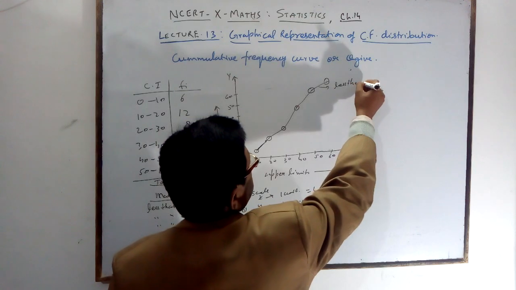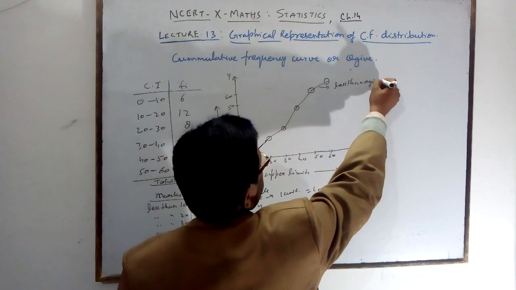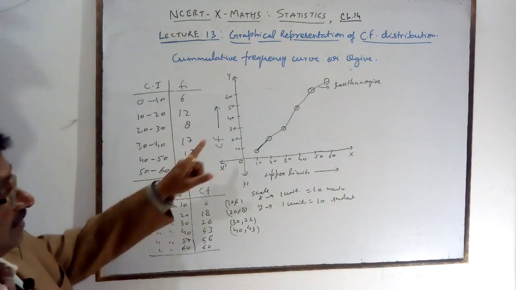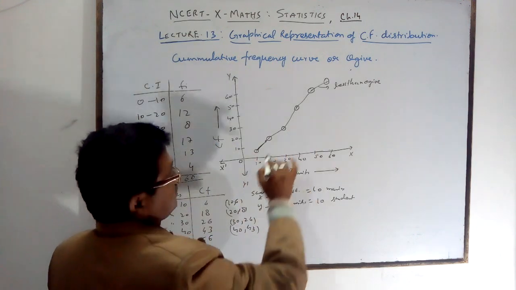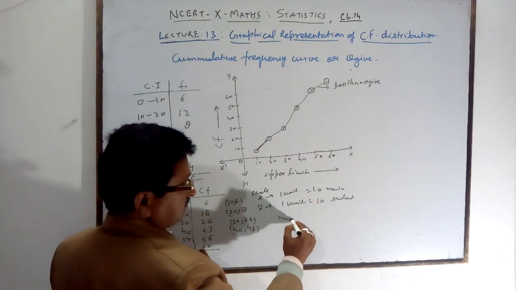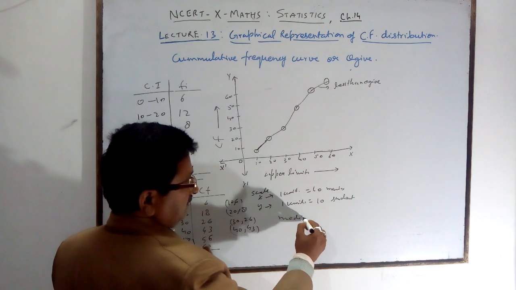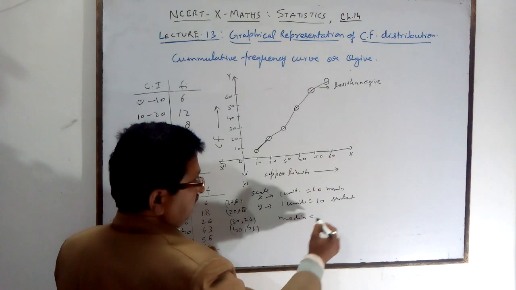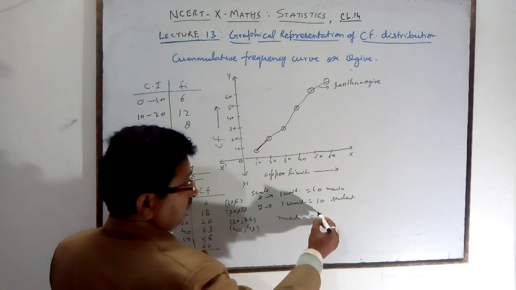Less than ogive. What is it called? Less than ogive. We will make the more than ogive also here. Less than ogive is this. When you want to find the median by this, what is the median? You will get the median by n by 2. You will calculate it.